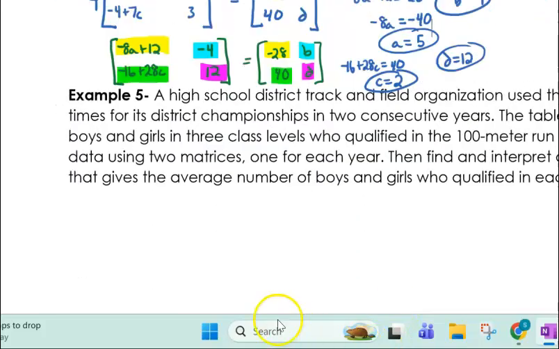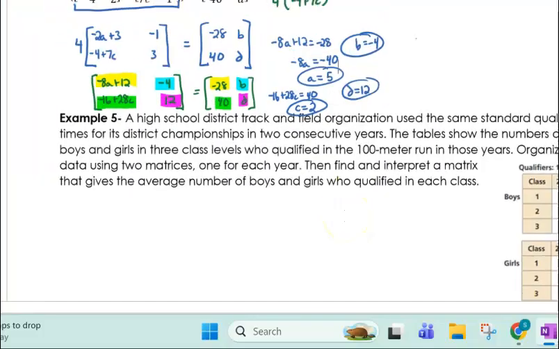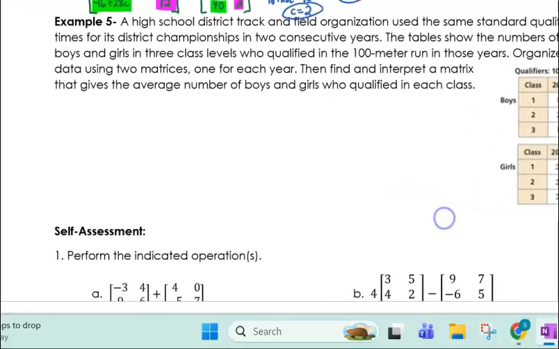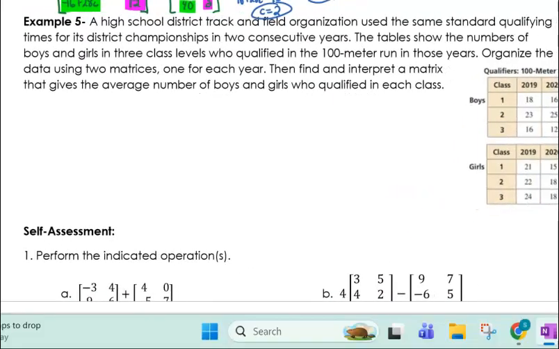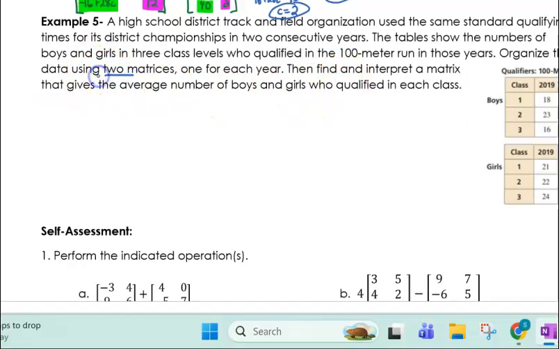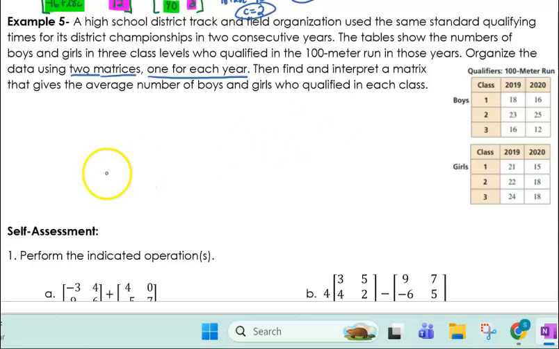Okay, on example 5, a high school district track and field organization used the same standard qualifying times for its district championships in 2 consecutive years. The tables show the numbers of boys and girls in 3 class levels who qualified in the 100-meter run in those years. Organize the data, here's where it says, using 2 matrices, 1 for each year. So right there, they told me how they want the data organized.